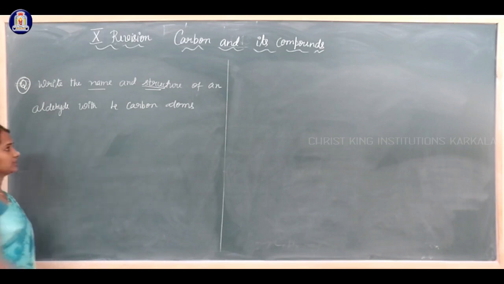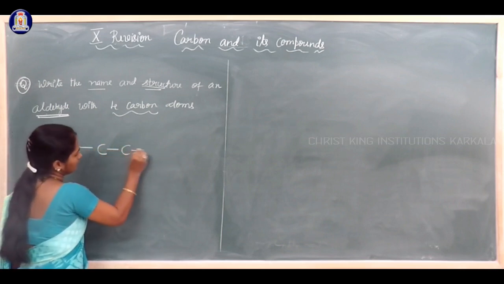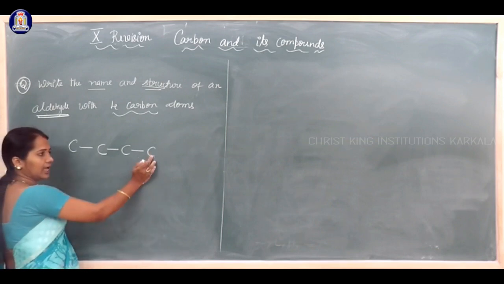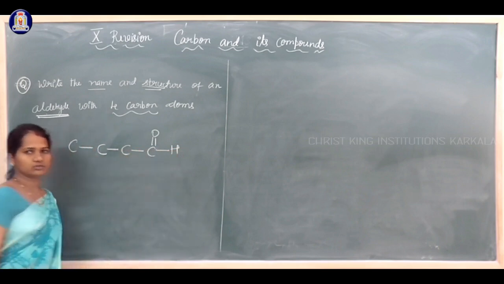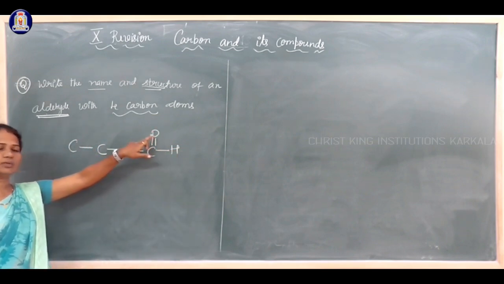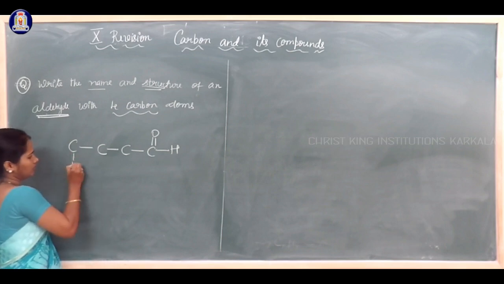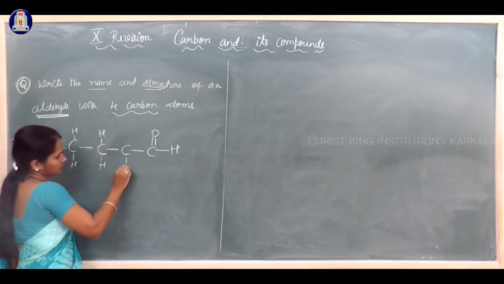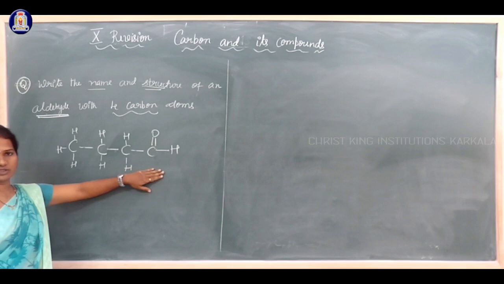How many carbon atoms are there? There are 4 carbon atoms and it is an aldehyde. So first write 4 carbon atoms: 1, 2, 3, 4. The functional group of aldehyde is CHO. On the last carbon, you write the functional group, that is C double bond O H, or CH double bond O. This is the functional group of the aldehyde. Now complete with hydrogens. For this carbon, already 4 bonds are present. So this is the structure.